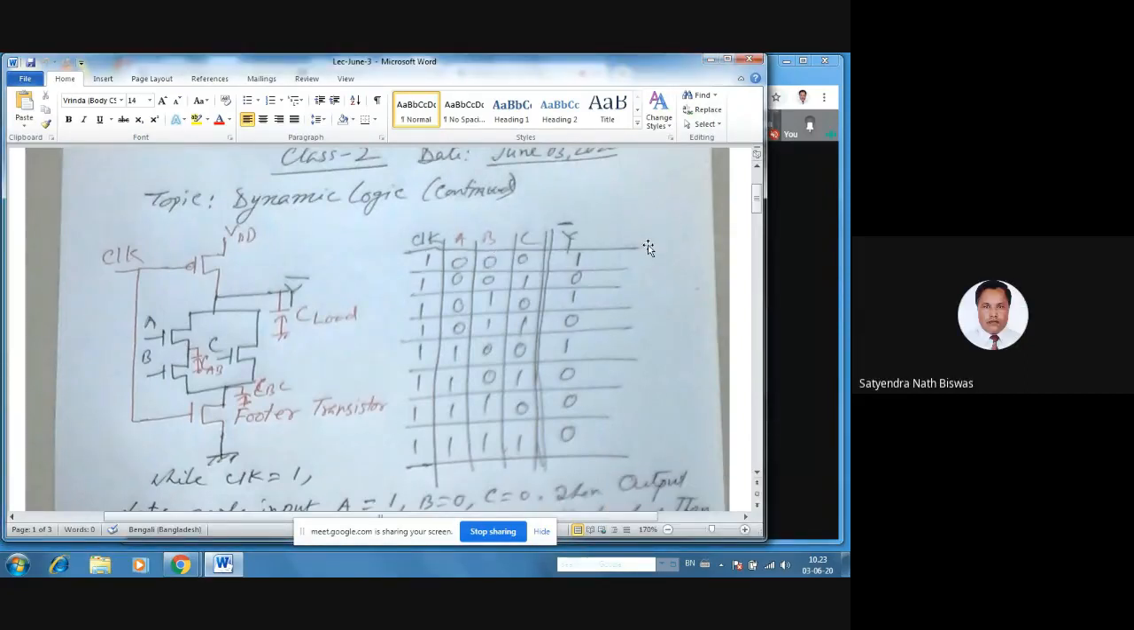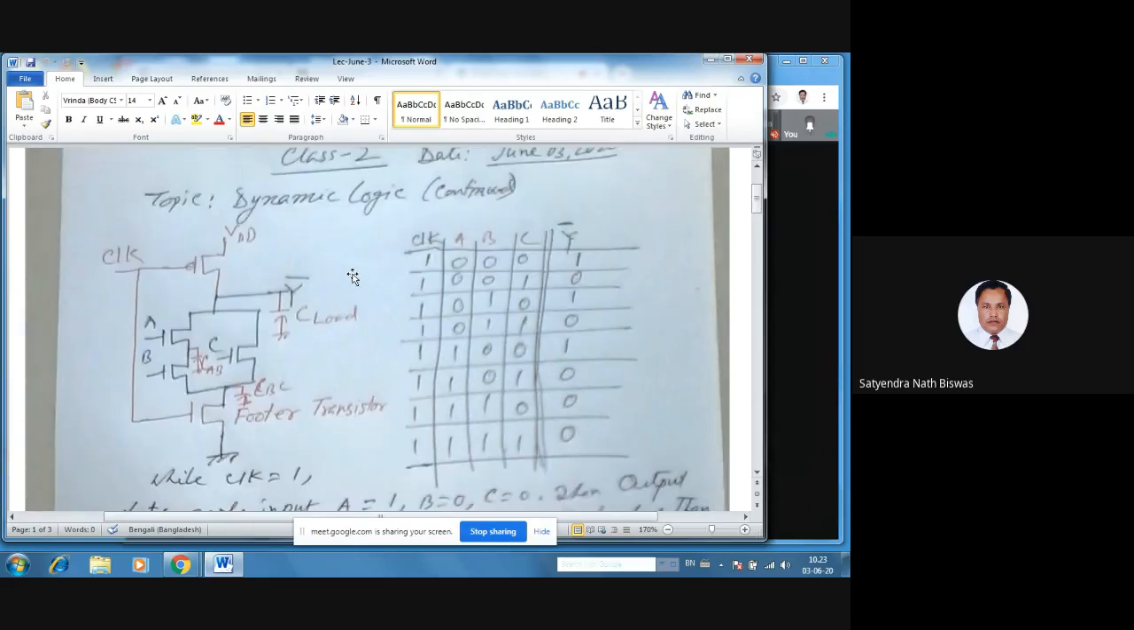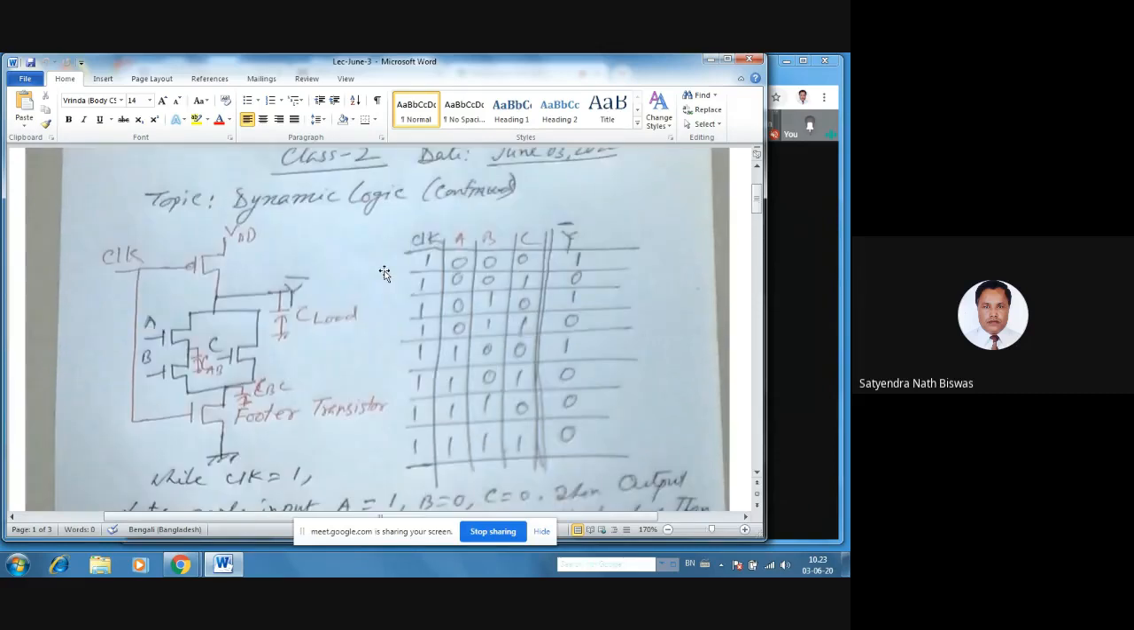Well, this is the continuation of the last class. It's dynamic logic. Last class was a production. This is the same diagram. So yesterday we saw that there are some problems with dynamic logic.